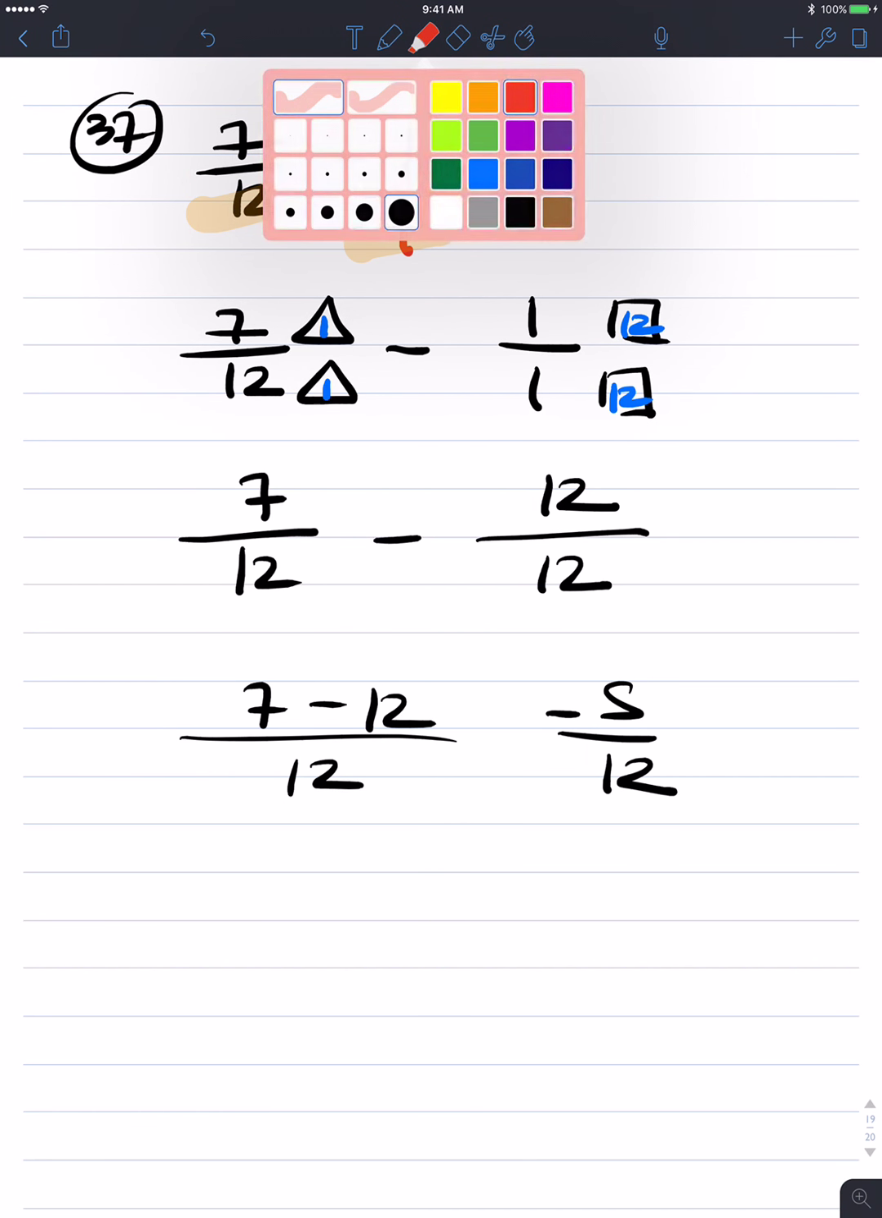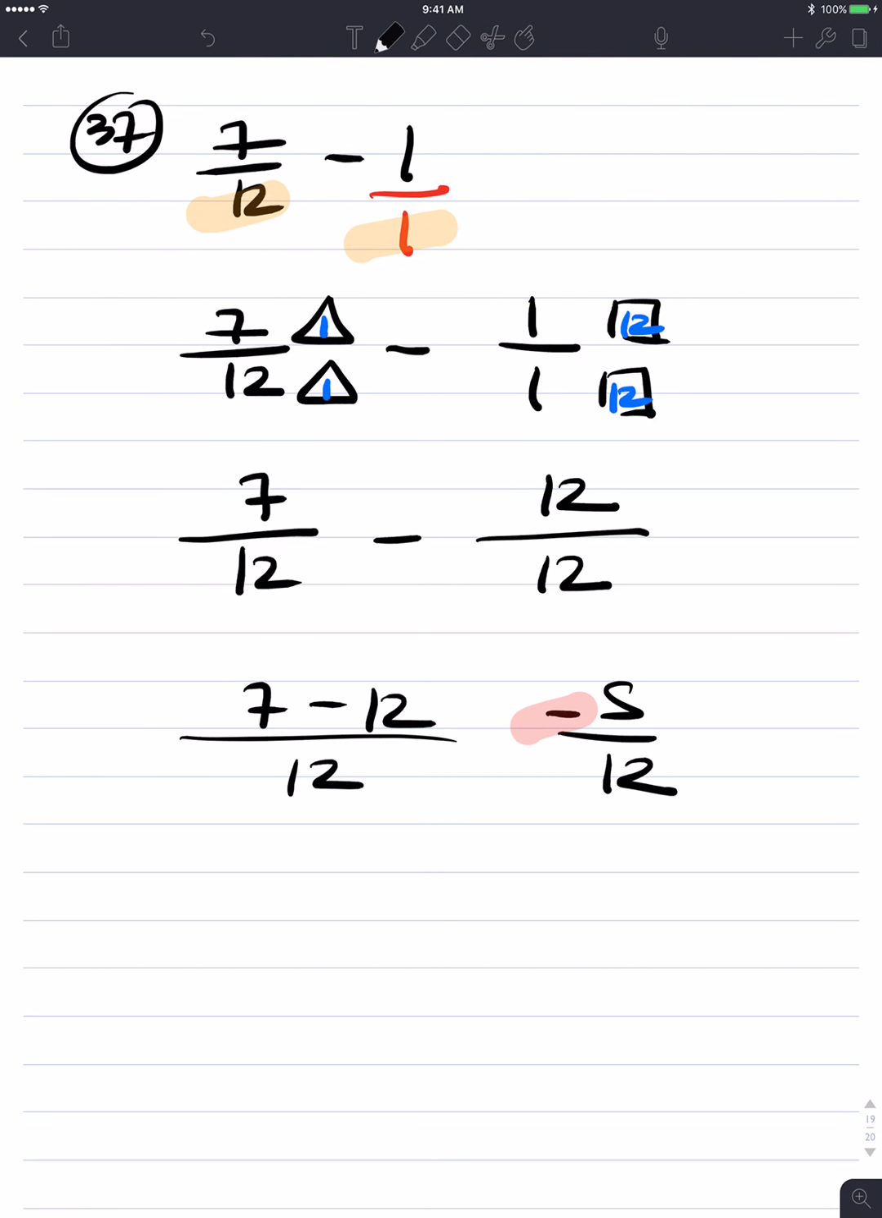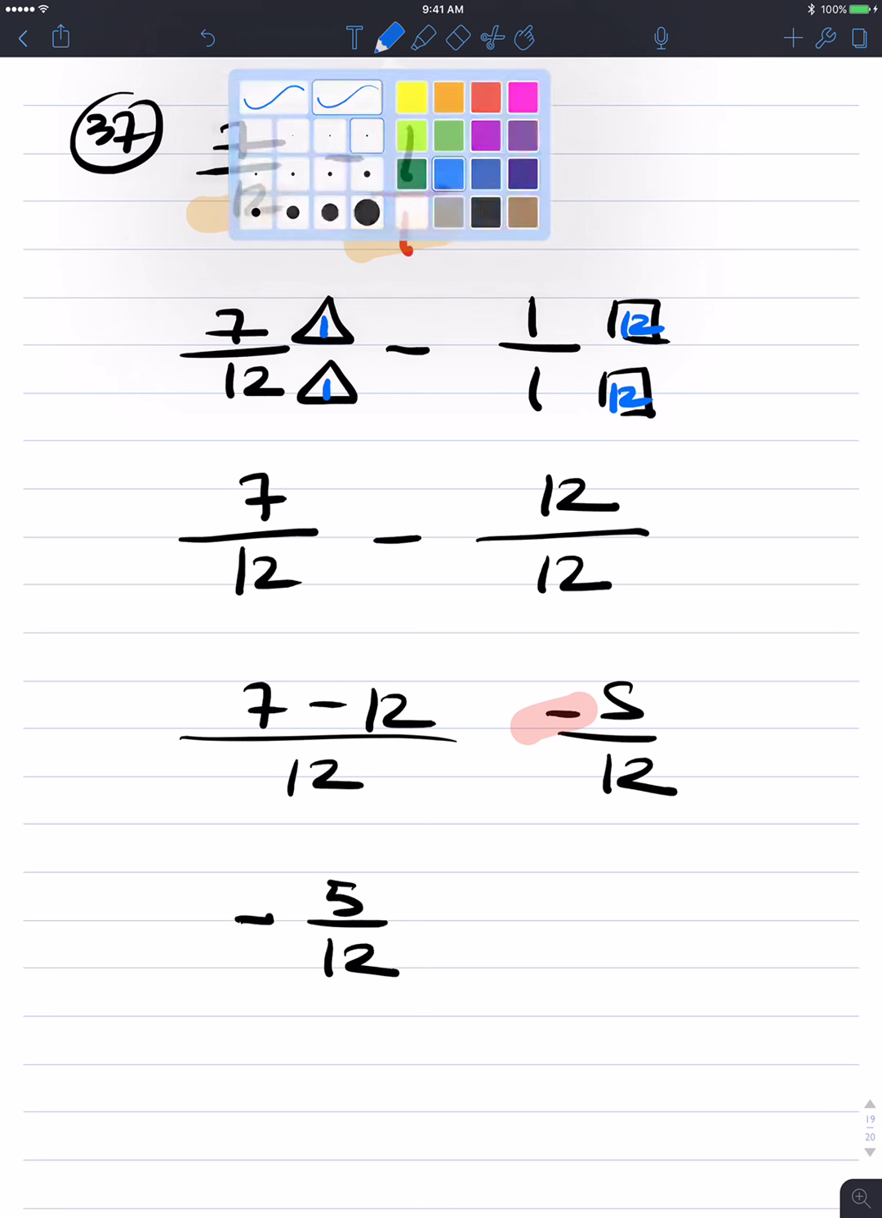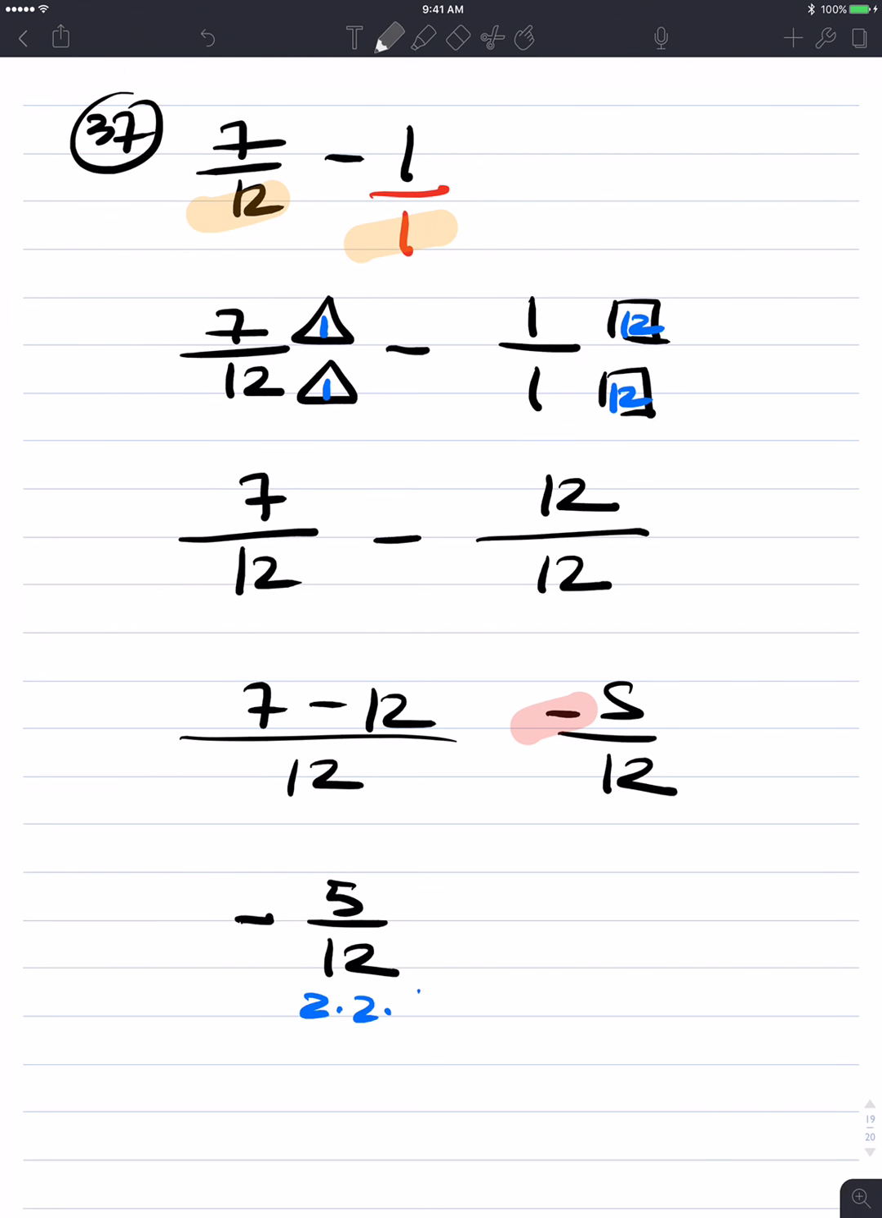Put your negative sign here at the same level as your division sign, and see if you can break down and cancel. 12 can be written as 2 times 2 times 3, but it does not cancel with a 5. That means that this fraction is simplified.